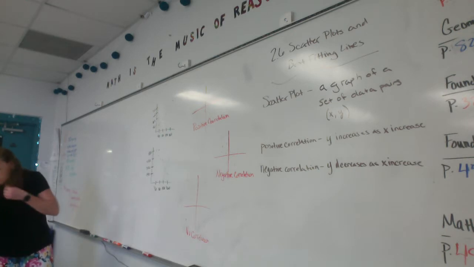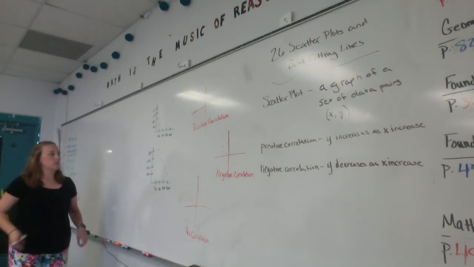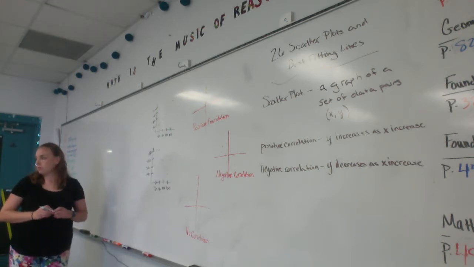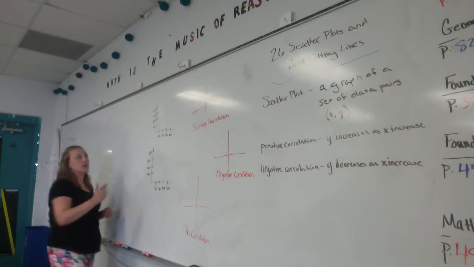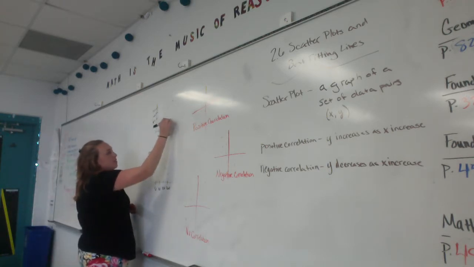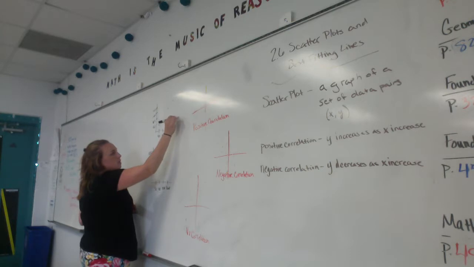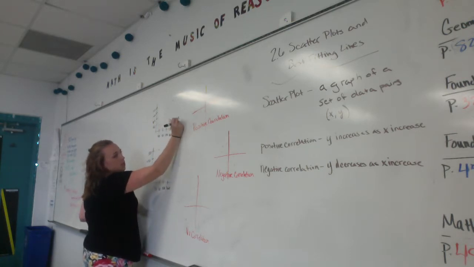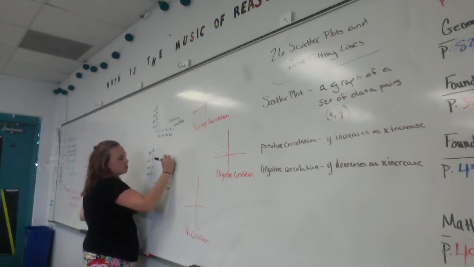Positive what? There are positive correlations in both? No, that top one's positive. Okay, so this top one is a positive correlation. The bottom one is a negative correlation. Okay? So these are pretty obvious right now.